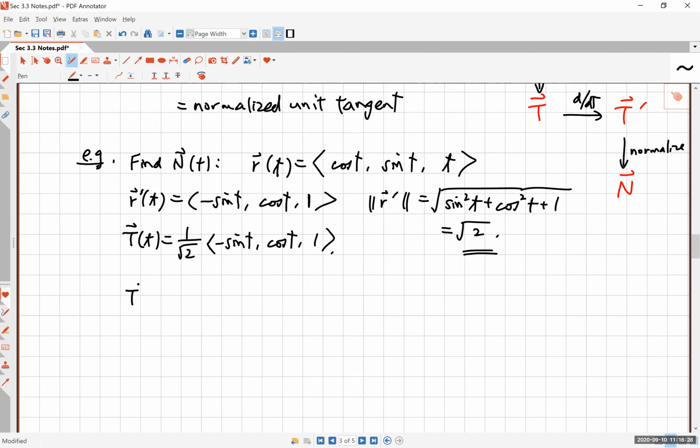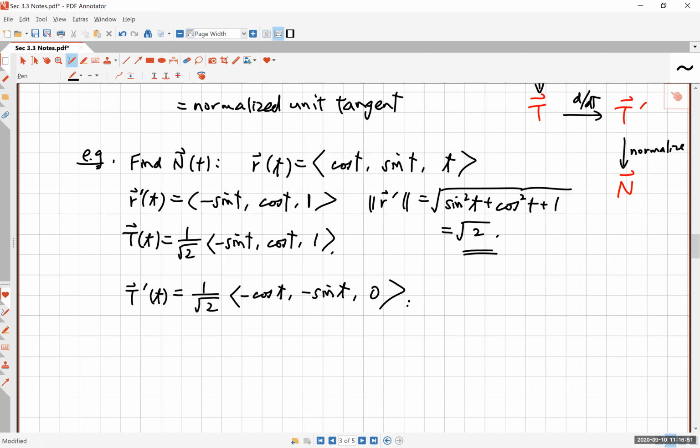All right, so let's take the derivative of this. The derivative is of a constant multiple. You can take the constant out first. So I'm going to keep that constant 1 over square root of 2 outside of this. The derivative of negative sine is negative cosine. The derivative of cosine is negative sine. The derivative of constant 1 is 0.